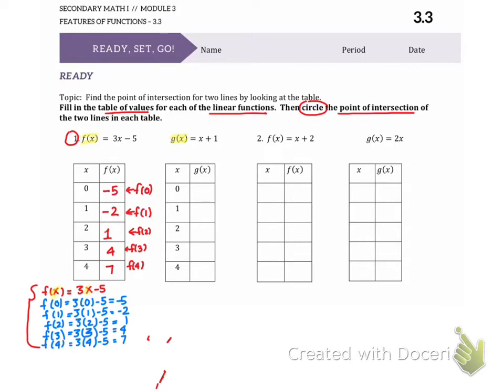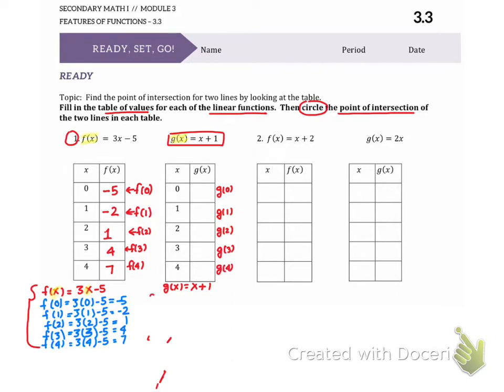We have to get the values for g of x. So g of x is what? It's given here as x plus 1. I just write it down, x plus 1, and I have to now find g0, g1, g2, g3 and g4. These values are going here in the second column.